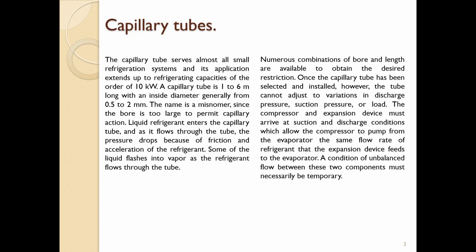Once the capillary tube has been selected and installed, however, the tube cannot adjust to variation in discharge pressure, suction, or load. The compressor and expansion device must arrive at suction and discharge conditions which allow the compressor to pump from the evaporator the same flow rate of the refrigerant that the expansion device feeds to the evaporator. A condition of unbalanced flow between these two components must necessarily be temporary.